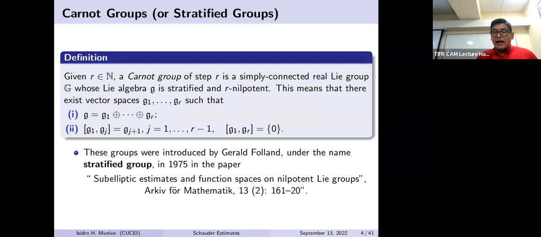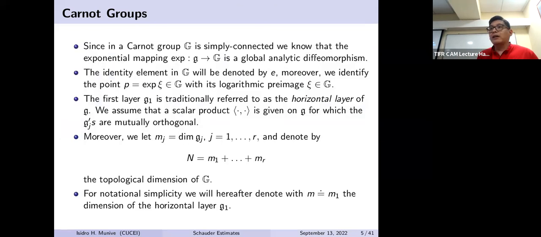So then Stein started thinking about this, and so on. A lot of activity has been going on in this setting of Carnot groups. Okay, so let's discuss more properties of these Carnot groups.